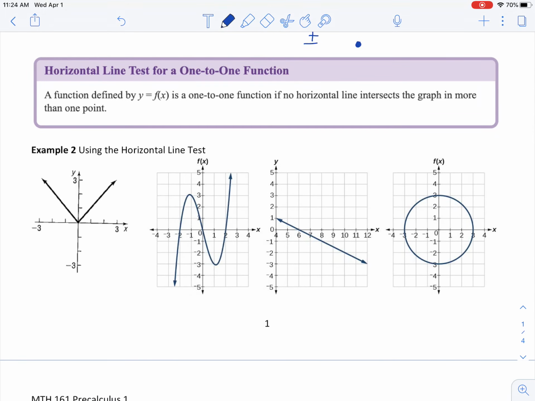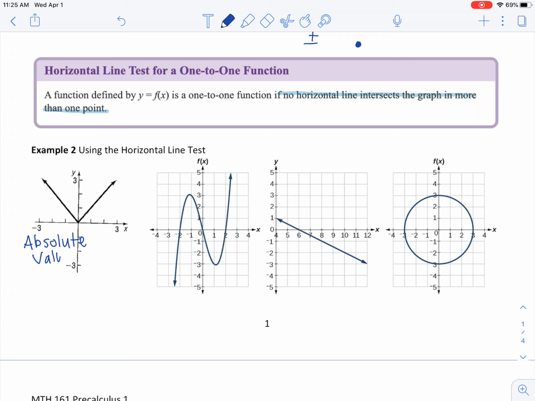All right, so I've been talking about this horizontal line test here. And so the bottom of the first page, we're just going to go into it. A function defined by y equals f of x is one-to-one if no horizontal line intersects the graph in more than 1 point. So what we're going to do is, given these 4 graphs, 1, 2, 3, 4 graphs, let's draw some horizontal lines to see if the given picture is one-to-one.